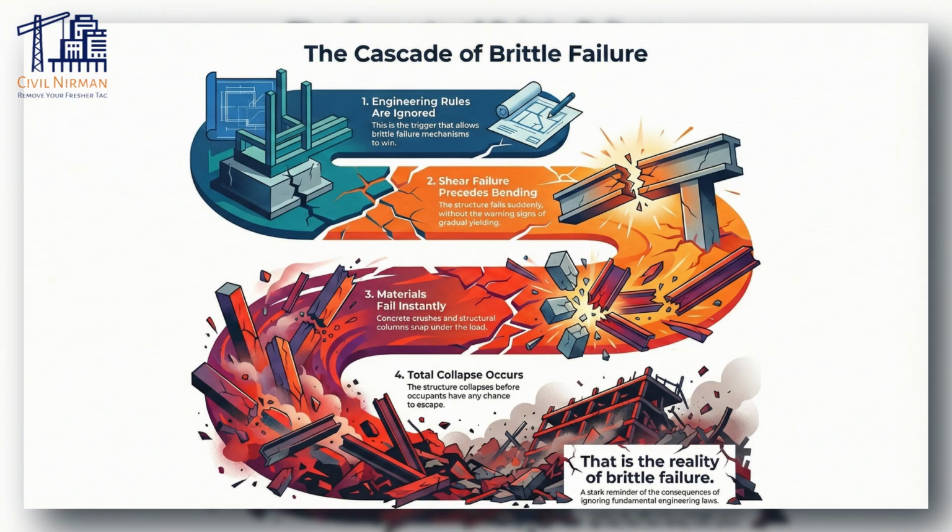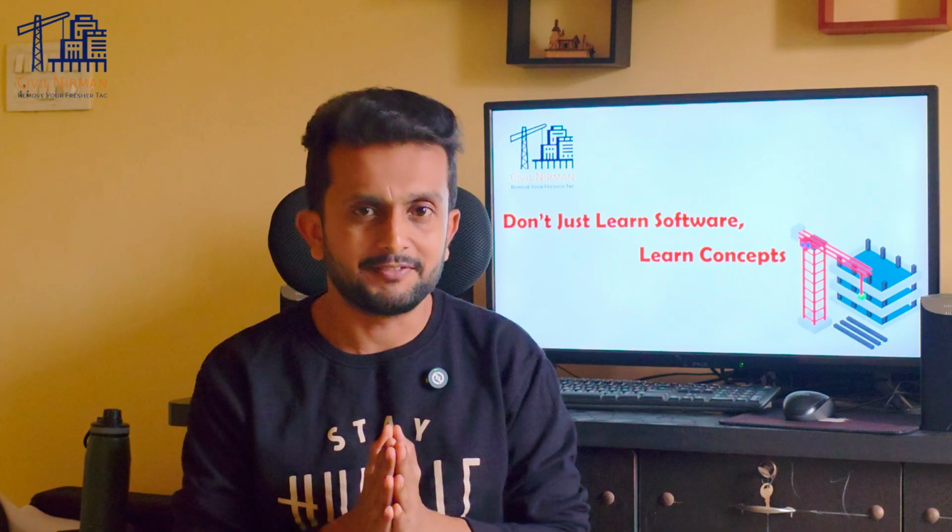So see, if we ignore these rules, we let the brittle mechanism win. Shear failure precedes flexural yielding. The concrete crushes instantly and the column snaps. The structure collapses before the occupants can escape, and that is the reality of brittle failure.